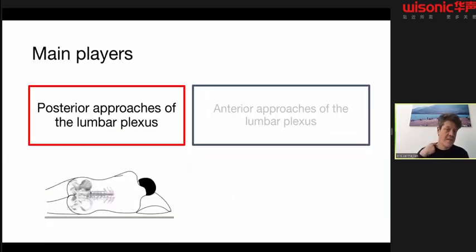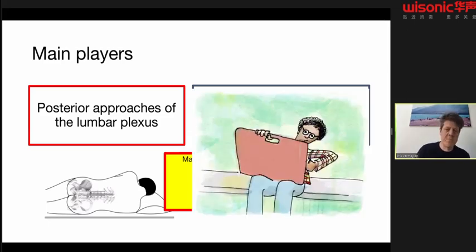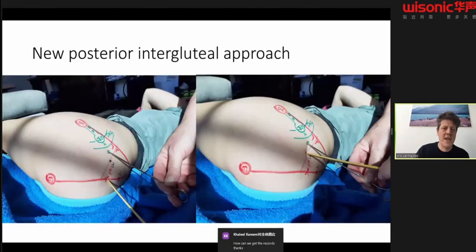If we think about the posterior part, then of course you have to think about the posterior approaches again. I already told you that I'm not very trained in that because of the major adverse effects, especially at that time. So together with David, my partner in crime, we started to think about some posterior things, and we went back to the drawing board. We looked into a new posterior intergluteal approach. I know that is not really in the scope of this talk, because I only needed to talk about Fascia, but still I want to tease you a little bit and start you thinking about some other stuff as well.